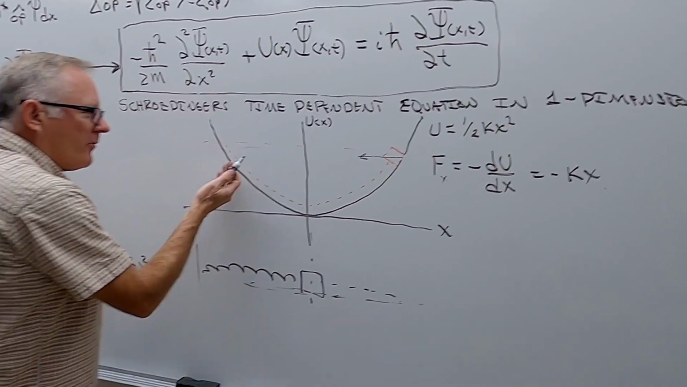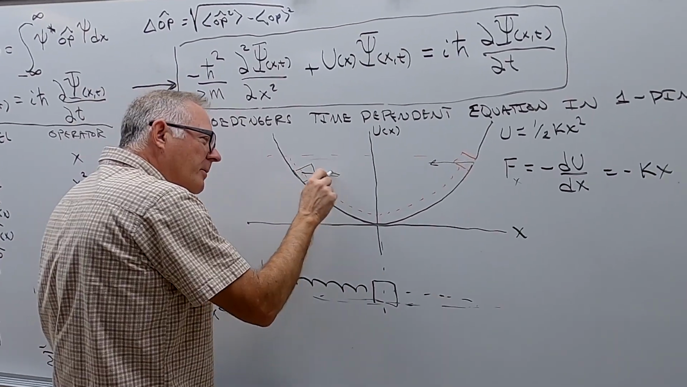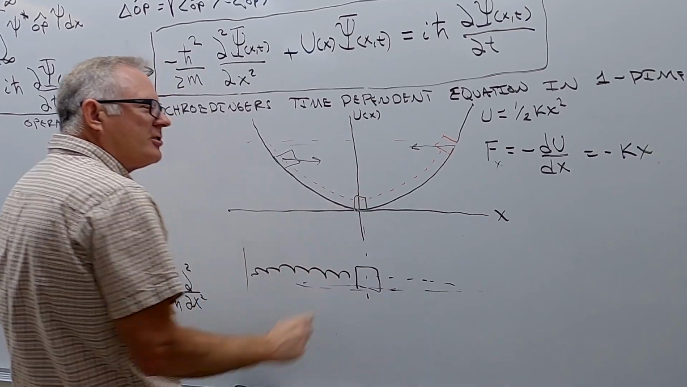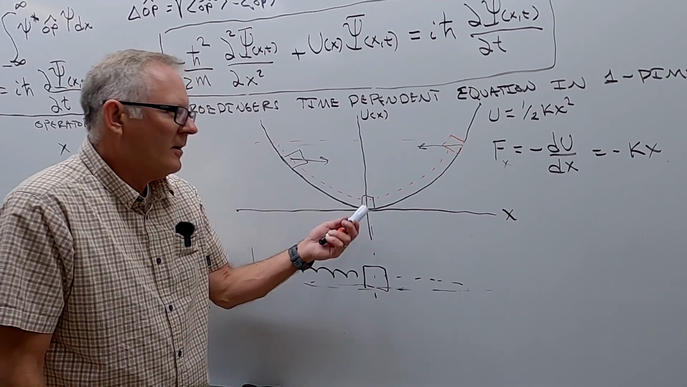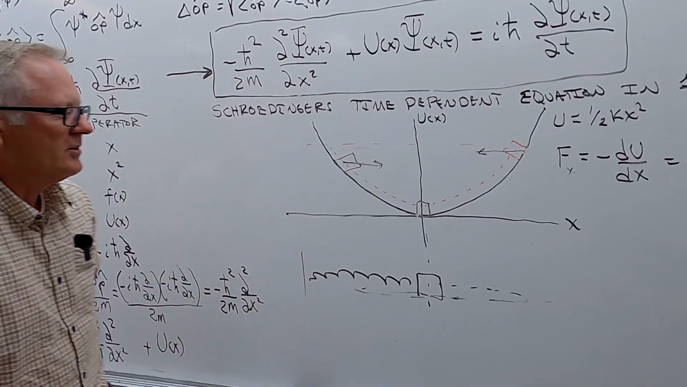And when you got over here, when it's sliding along this way, the force would be in that direction. That's why it's slowing down right here. And when it got to the bottom, the slope is 0, so there is no horizontal force on it. It's right there. That's the equilibrium position.